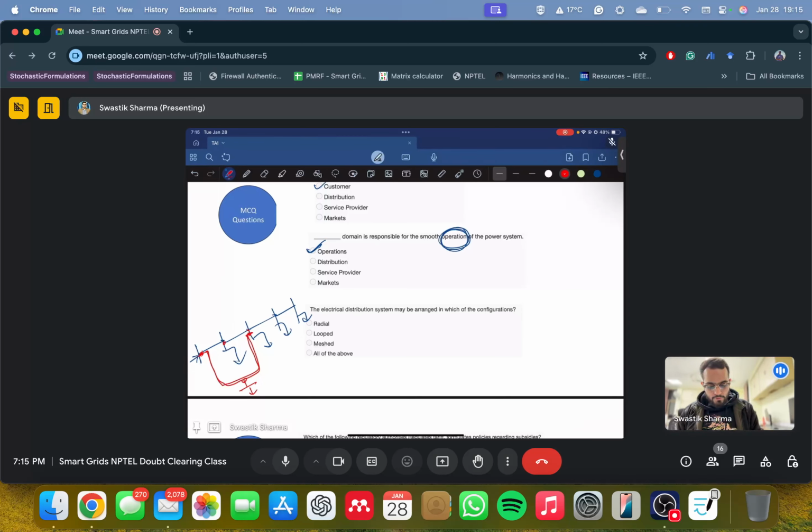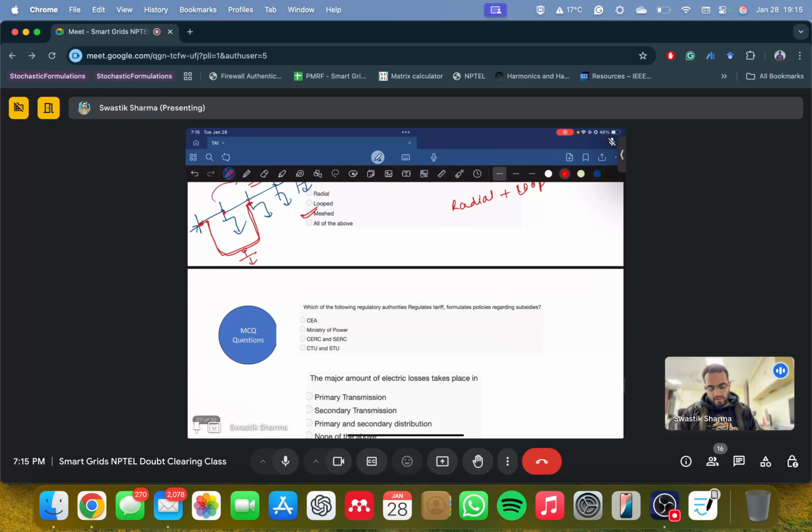Next, the distribution system can be arranged in any of these following ways. You can have meshed, not only radial or loop, but it's generally meshed. Meshed is radial plus loop, it has both. So this is in general a meshed system. Distribution systems are generally meshed. It's not like they are perfectly radial in nature, it's meshed.